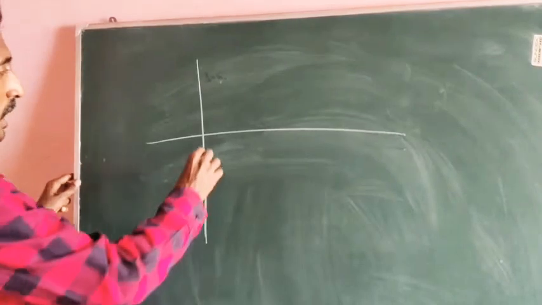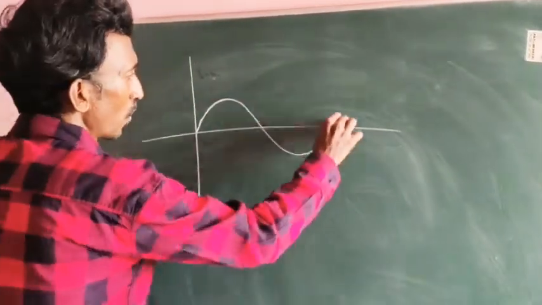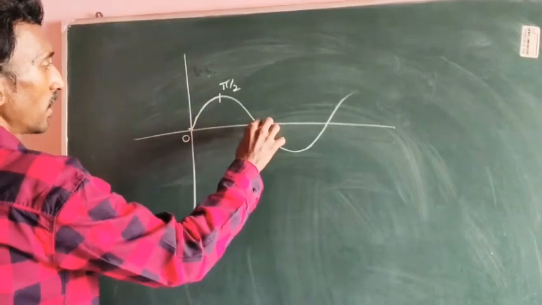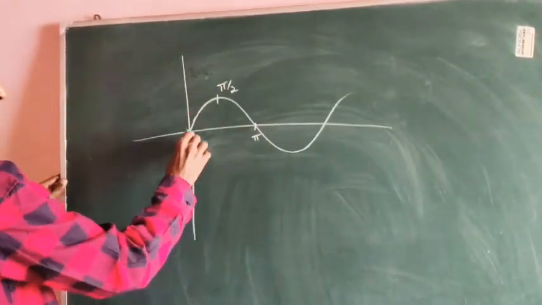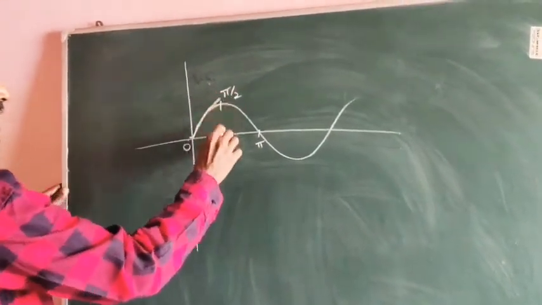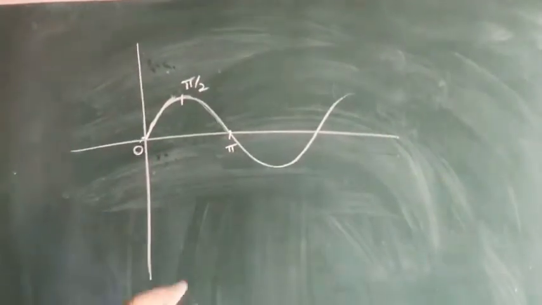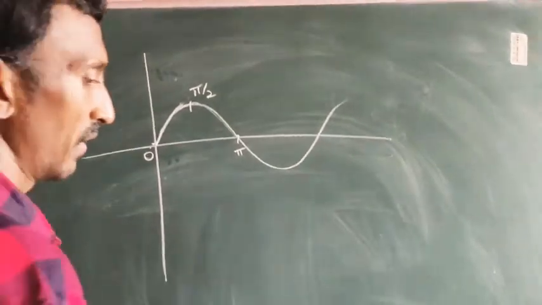So for example, consider the sine curve, with points 0, pi by 2 and pi. From 0 to pi by 2 the curve is increasing, and from pi by 2 to pi it is decreasing. So we can find this out with respect to the first derivative.